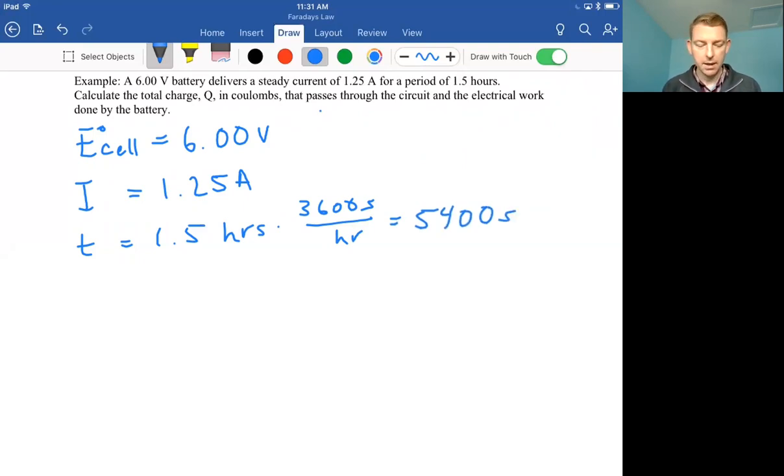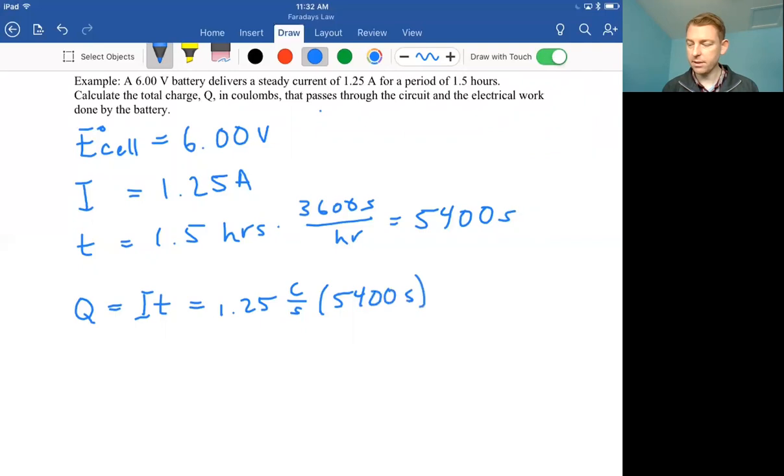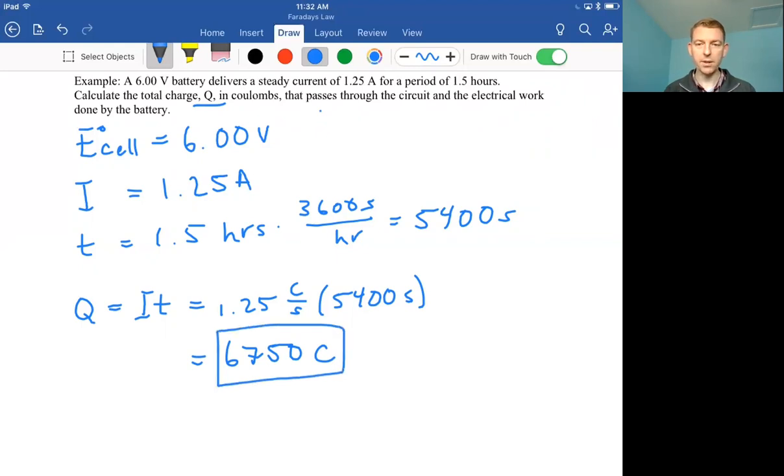Okay. So the total amount of charge that's flown through is just the current multiplied by the time. So at 1.25, well, coulombs per second, amps, same thing, multiplied by 5,400 seconds gives us a total amount of charge of 6,750 coulombs. Okay, so that was the first part of the question. We wanted to know the total charge in coulombs that passes through the circuit. So there's the first part answered.